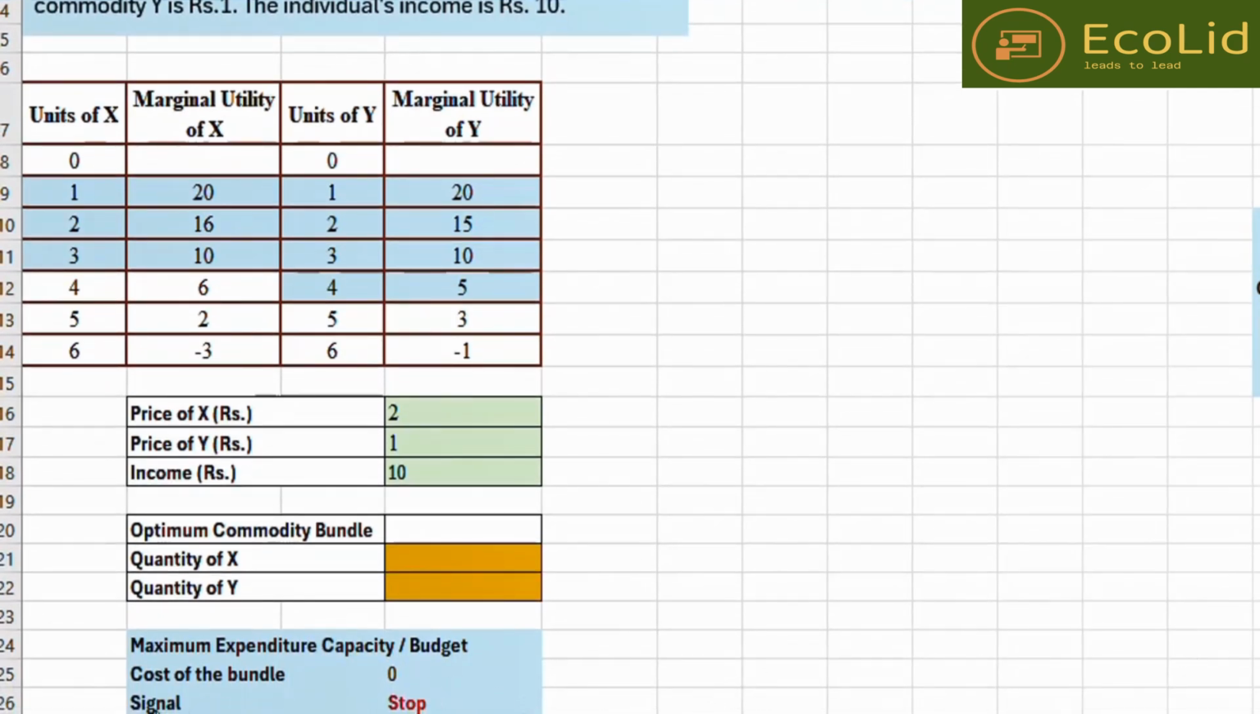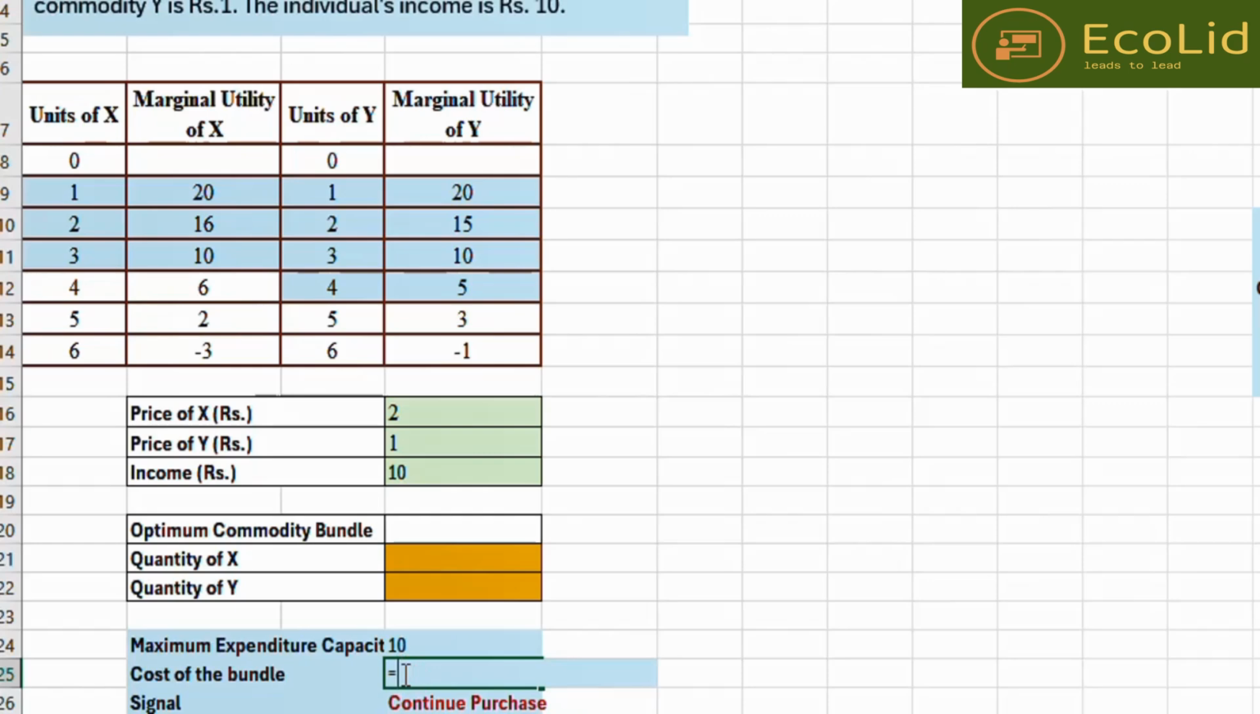So here if you look at this place, you will find that the maximum expenditure or capacity, or we can say the budget of that individual, is nothing but 10. So we will write here equal to the income, that is 10. So enter. How much the cost of the bundle that the consumer can tolerate, that is nothing but again the same value, that is 10.